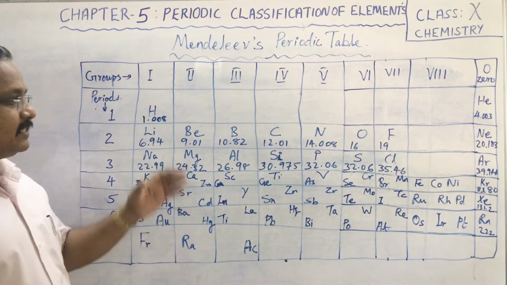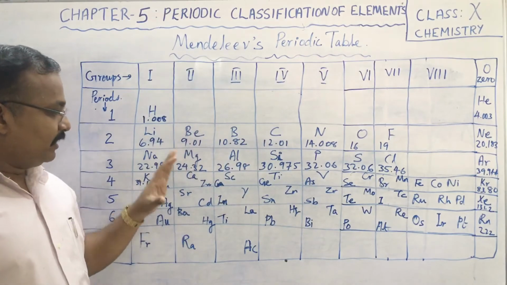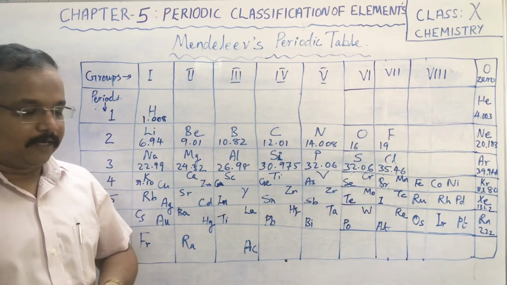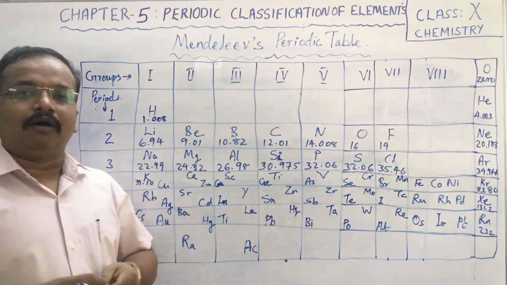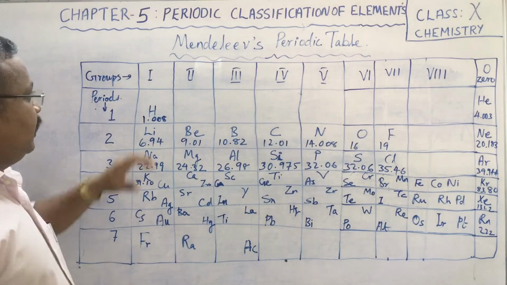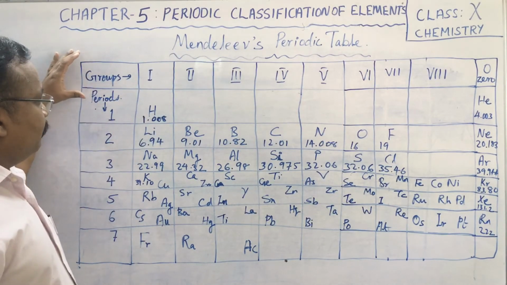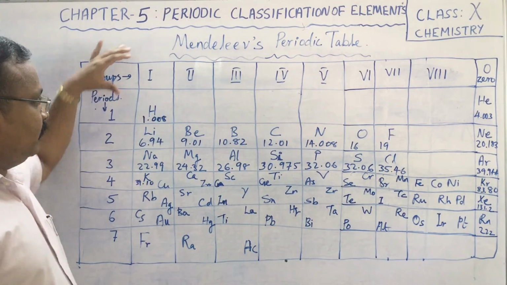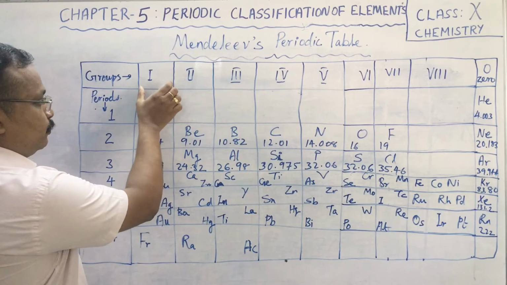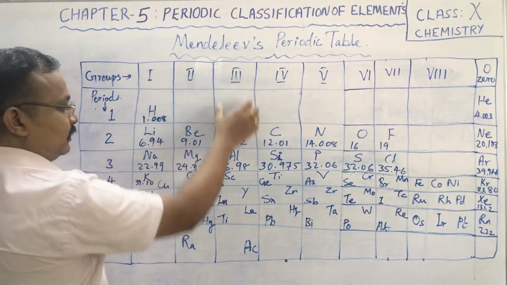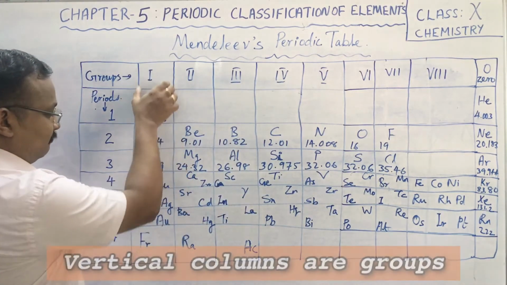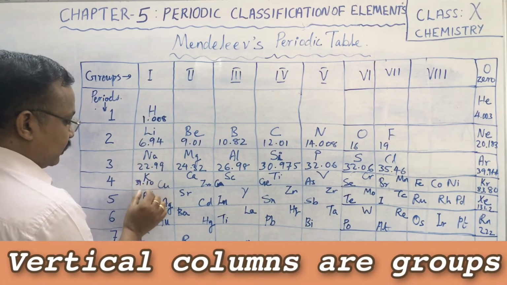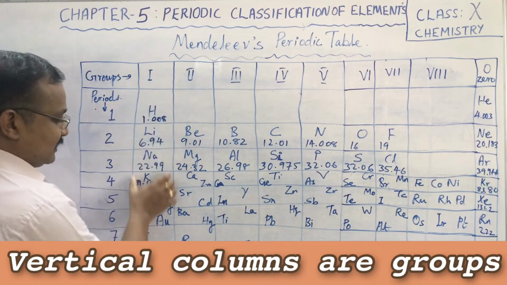20.183. Here you can see some gaps are there, and in some columns there are two elements. All these things we are discussing now. First of all, what you have to listen to here is that Mendeleev arranged the periodic table with respect to groups and periods. Here, groups means there are 8 groups. 1, 2, 3. These are vertical columns. Here you can see hydrogen, lithium, sodium, potassium, rubidium, cesium, francium. So this is a vertical column.